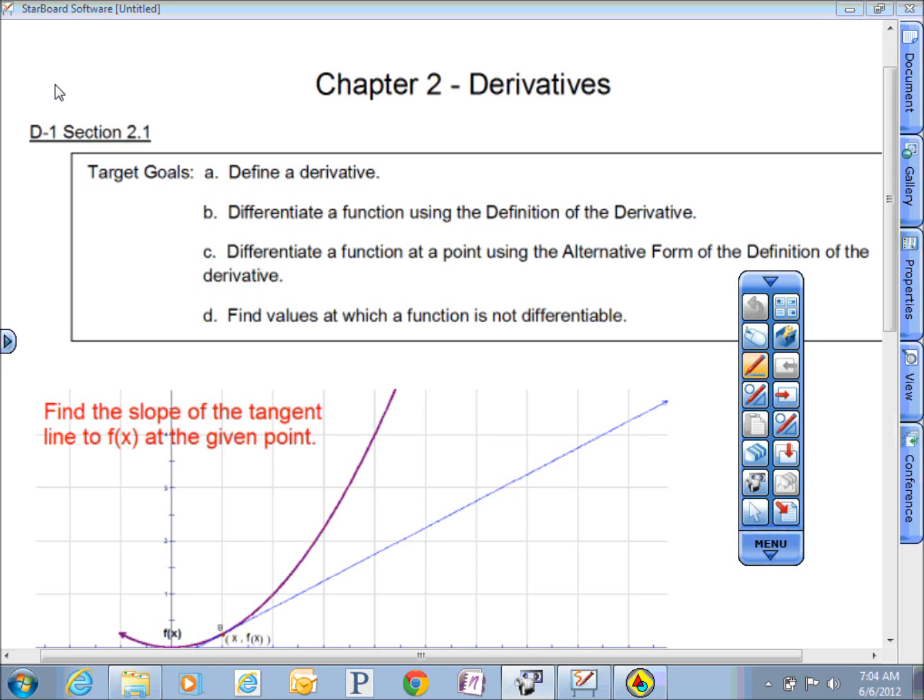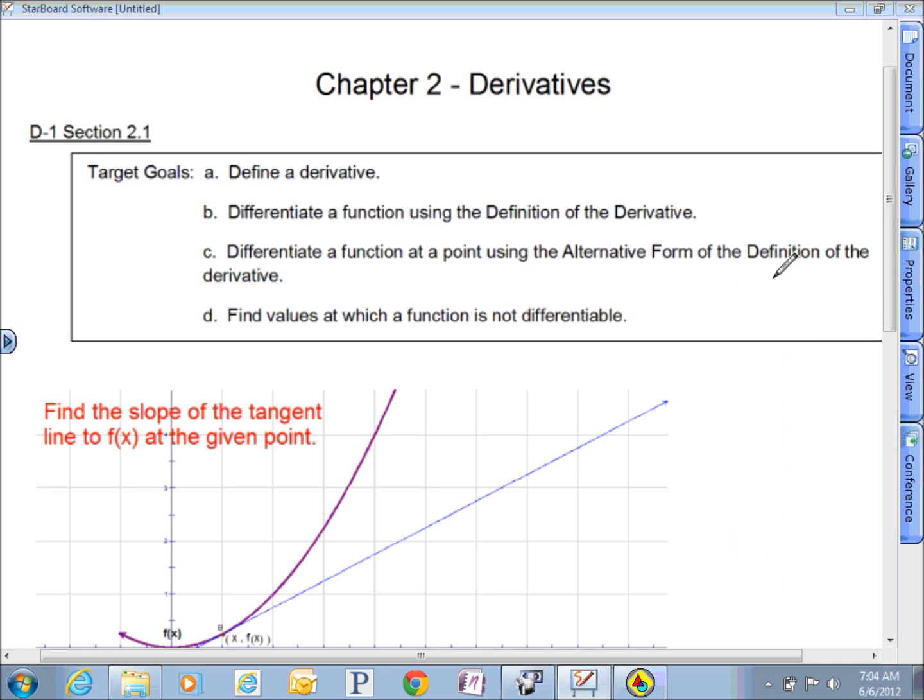First day of Chapter 2. We're going to start with this concept that we call derivatives. And before we can really get into anything else, the number one thing that we've got to be able to do is define what a derivative is. So we've got a few goals here.